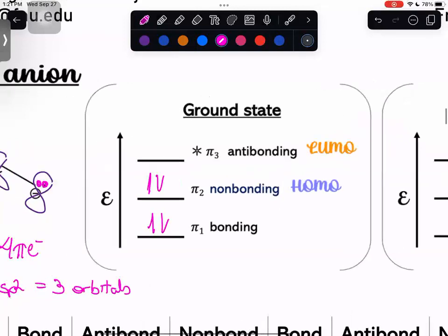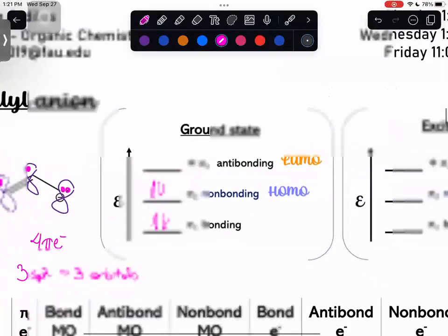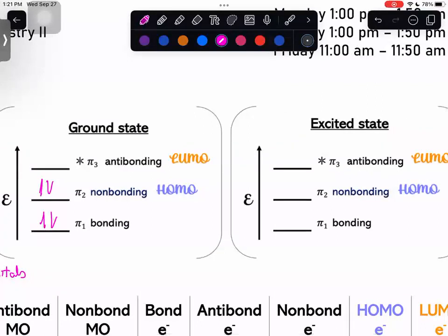Okay. If I go to the excited state, what's going to happen? Exactly. Okay, so total. Pi 3 in excited state, how many electrons? Pi 2? Pi 1?